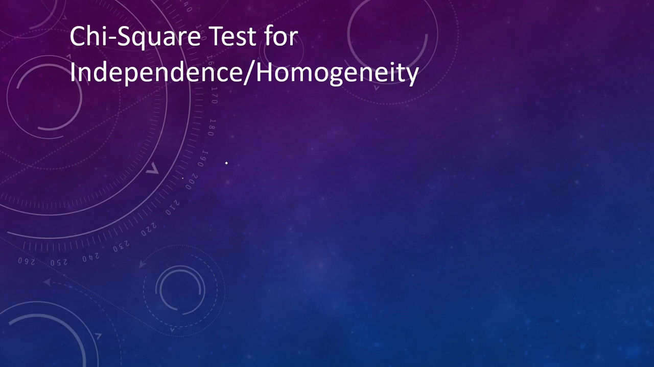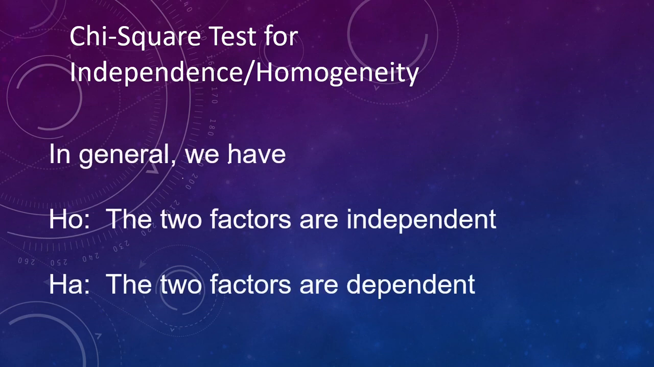Today we're going to look at the chi-square test for independence or homogeneity. In general, we have the null hypothesis as the two factors are independent. And for the alternative hypothesis, we have the two factors are dependent. The null hypothesis and the alternative hypothesis are always complements of each other. And for our null and alternative hypothesis, it's actually easier to put those into sentences rather than symbols.